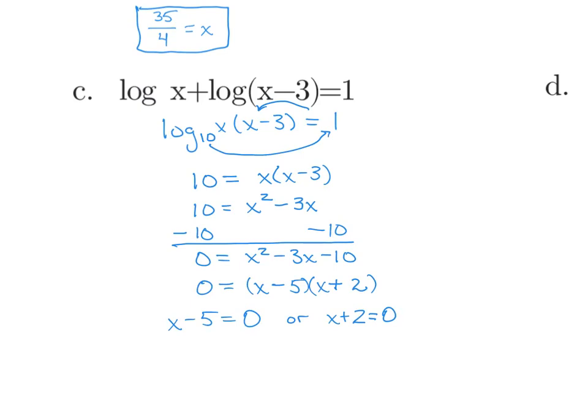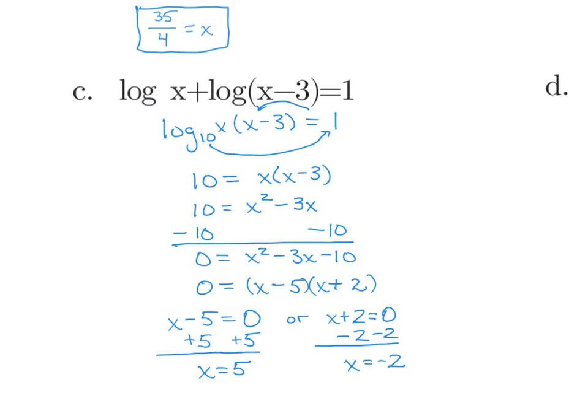For the first equation, we can add 5 to both sides, giving me x equals 5. And for the second equation, we can subtract 2 from both sides, giving us x equals -2.